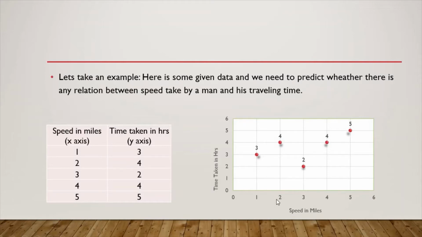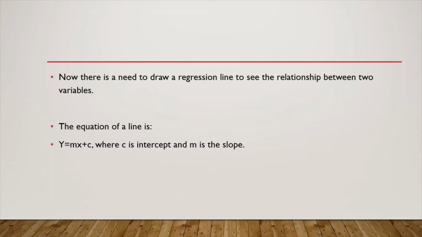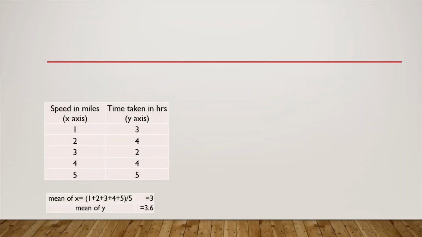We know the equation of a line is y equals mx plus c, where m is the slope of the line and c is the intercept. The intercept tells us the point on the y-axis where our line should go, and m we are just calculating now.